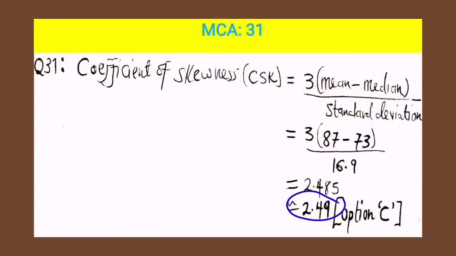So it's always 3 bracket mean minus median, divided by the standard deviation. So keep this formula, please. Keep it. Then anytime you see coefficient of skewness, that's what we are talking about in that case.